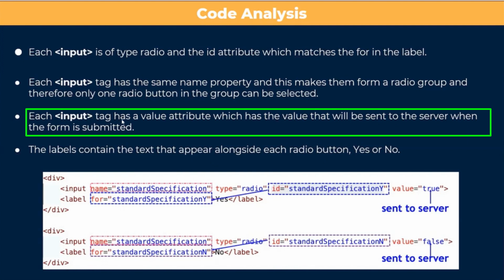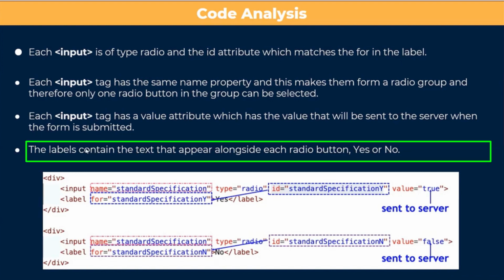Each input tag has a value attribute, which has the value that will be sent to the server. So it's going to be either true or it's going to be false. The label contains a text that appears alongside each radio button, either yes or no.